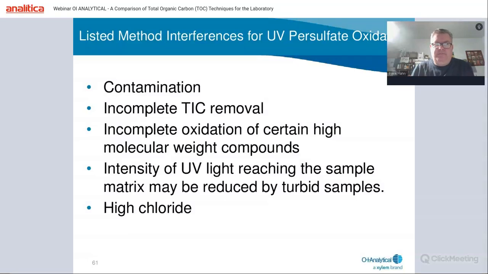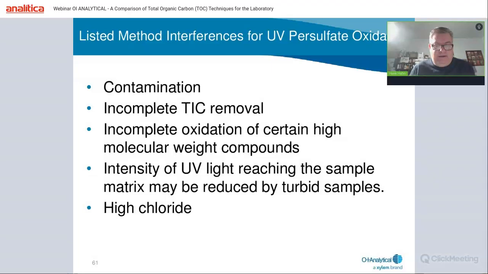Interferences for UV persulfate oxidation: contamination, incomplete TIC removal, and the intensity of the UV lamp reaching the sample matrix may be reduced by turbid samples, and the potential of high chlorides. These are some of the considerations that you have to take with a UV lamp. Also, you would have to replace the lamp over time.